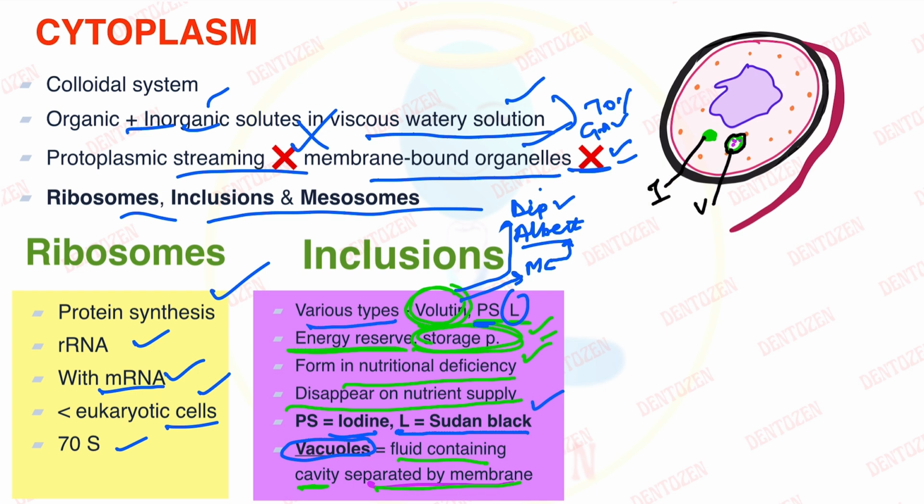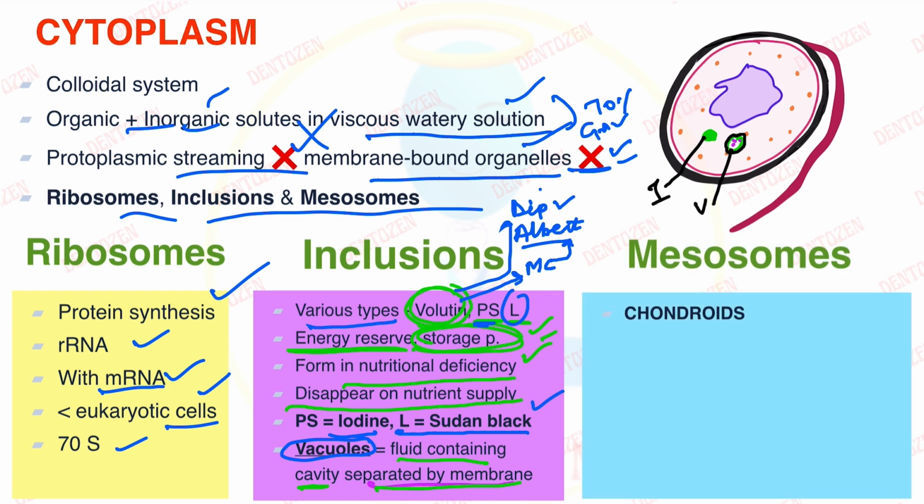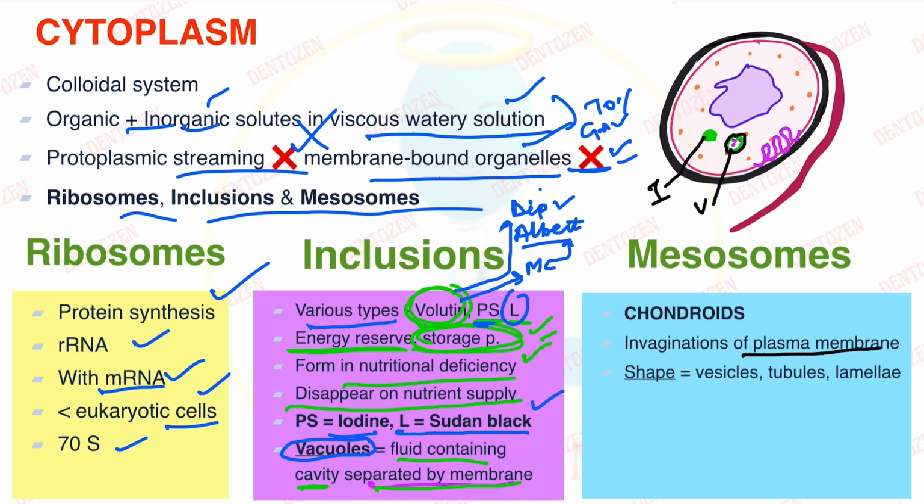Then third is mesosomes. So mesosomes are also called chondroids. What are they? They are the invaginations of the plasma membrane. Plasma membrane may be invaginated towards the cytoplasm in the shape of vesicles like this, or it can be in the shape of tubules, or it can be in the form of lamellae or layers. So those are chondroids or mesosomes.